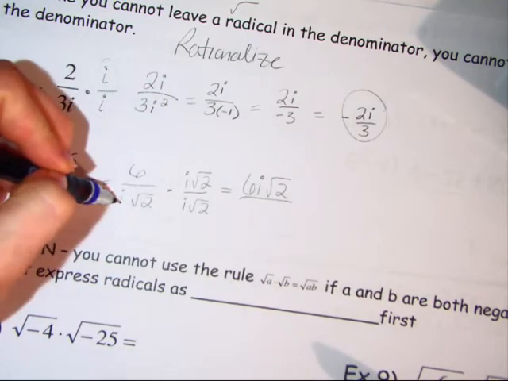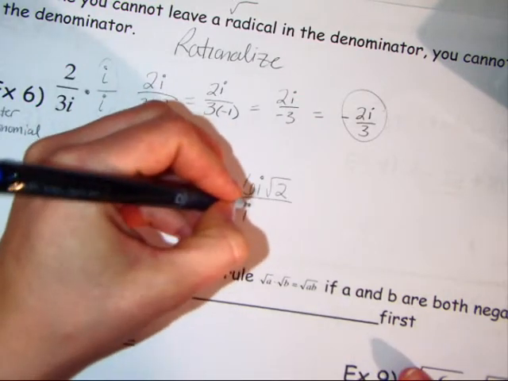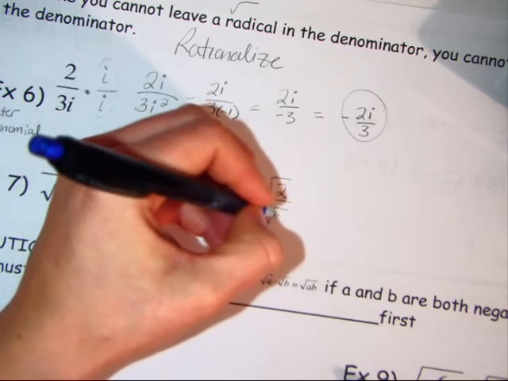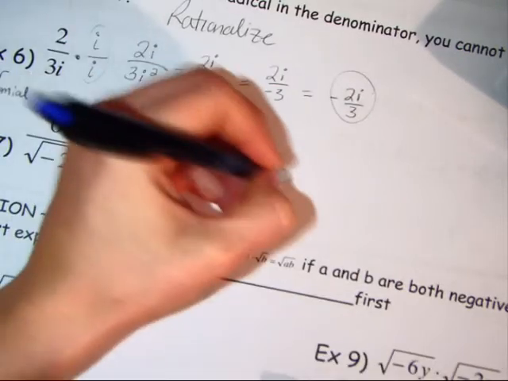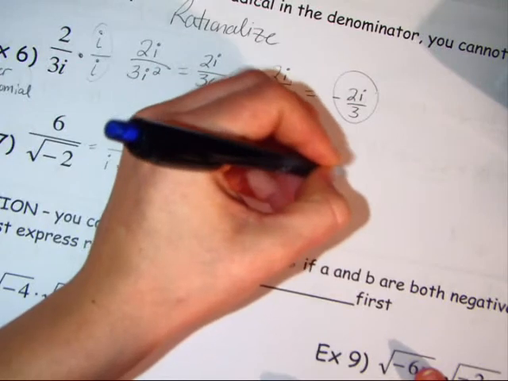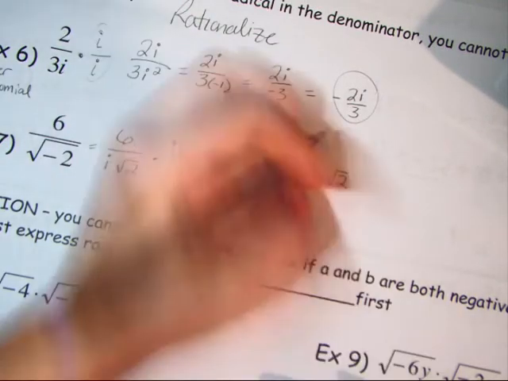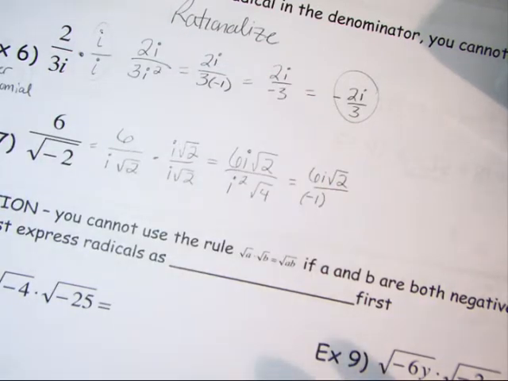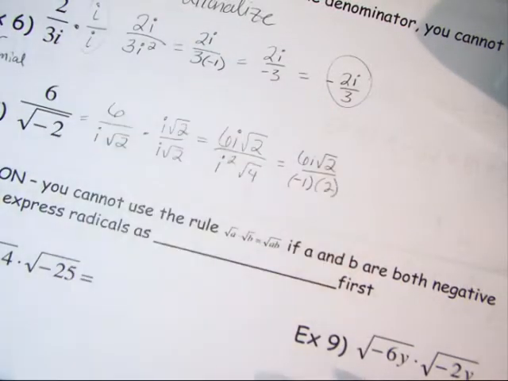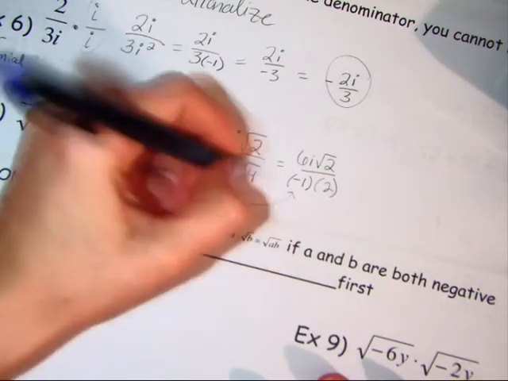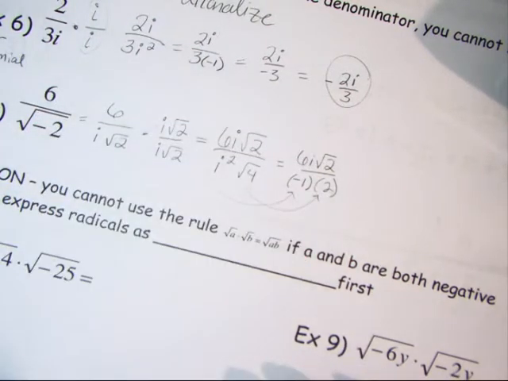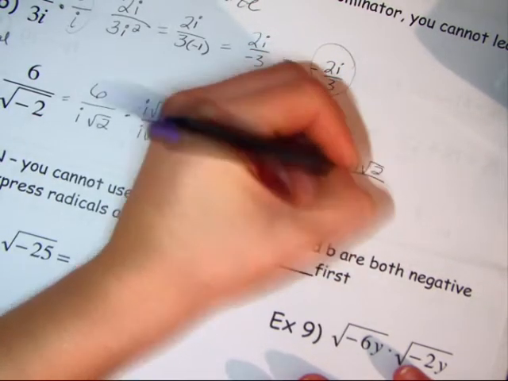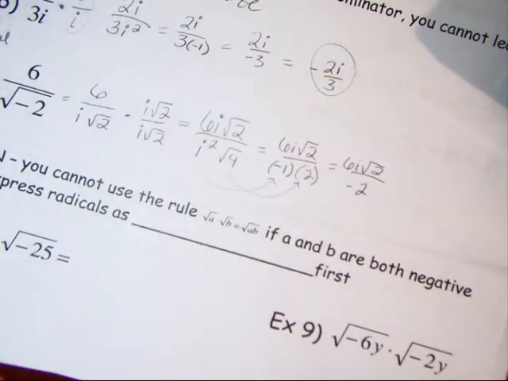On the bottom, I do i times i and get i squared. I do the square root of 2 times the square root of 2 and get the square root of 4. The top does not reduce, but the bottom will become a negative 1 from the i squared and a 2 from the square root of 4. If you want to draw arrows, that's where those came from. Let's keep on going. That's 6i square root of 2 over negative 2 when you put your denominator together.